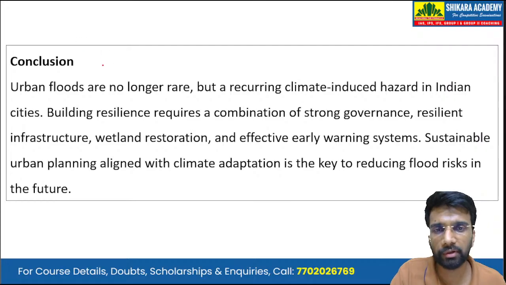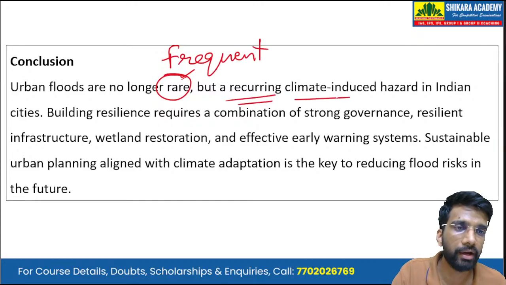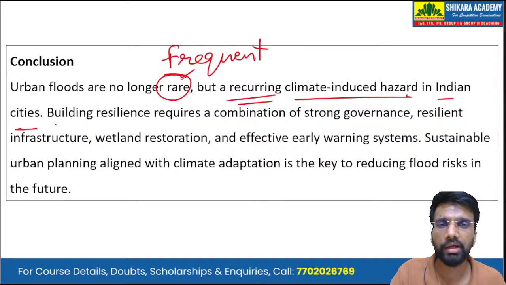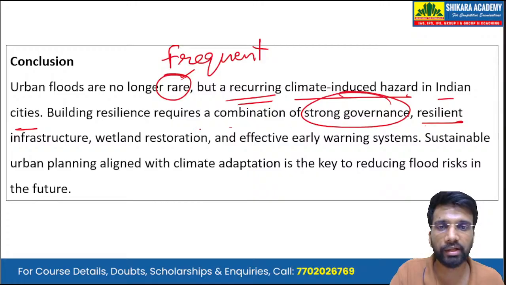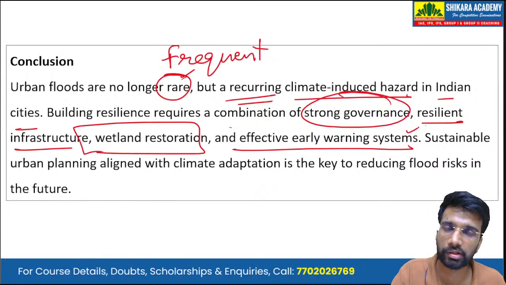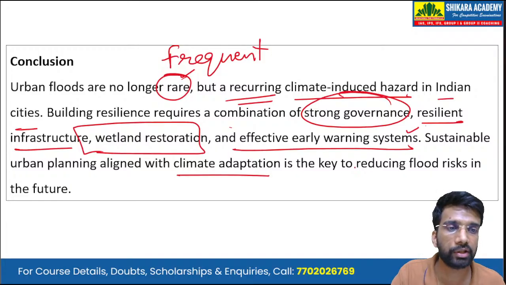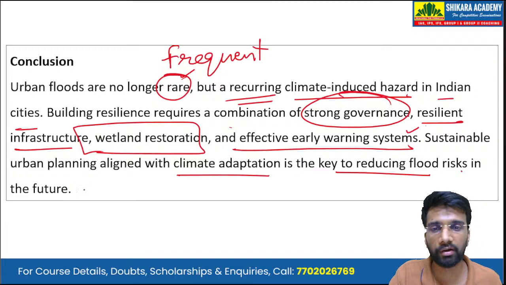Writing the conclusion. So urban floods are no longer rare. So they are frequent. So they are a recurring climate-induced hazard in Indian cities. Building resilience requires a combination of strong governance, resilient infrastructure, wetland restoration, and effective early warning systems. Okay. What do we need? We need strong governance, resilient infrastructure, wetland restoration, and effective early warning system. Sustainable urban planning aligned with climate adaptation is key to reducing flood risk in the future.